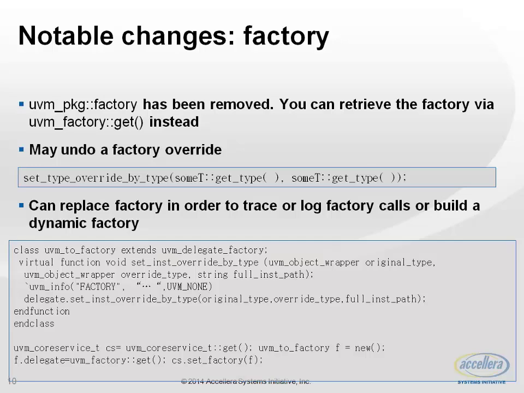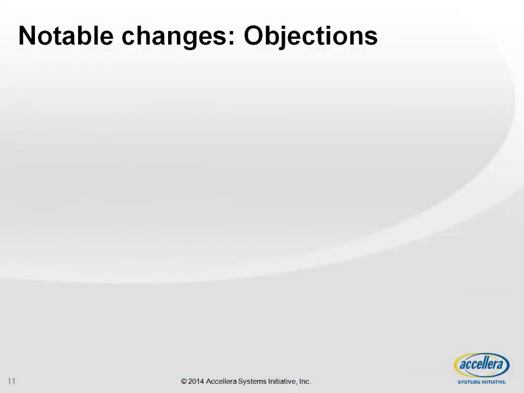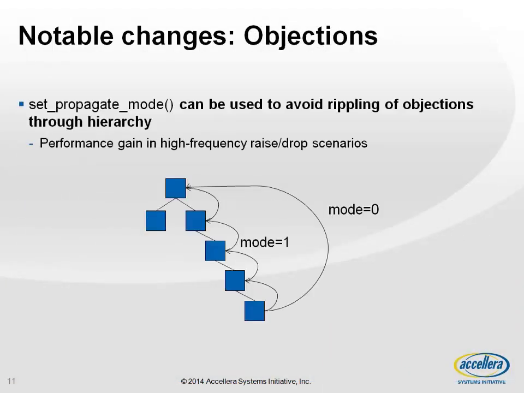Objections. There's only one big change here. It's the propagation model. In the past, whenever you raised or dropped an objection, it would go to the parent, and then the raise and drop in the parent would go to the grandparent, and so on. So if you have a lot of high frequency raise and drops, all your testbench would be doing is raise, drop, raise, drop, raise, drop, on a cycle basis. And this has been changed. If you go to mode equals 0, it means you're going to non-hierarchical objection.